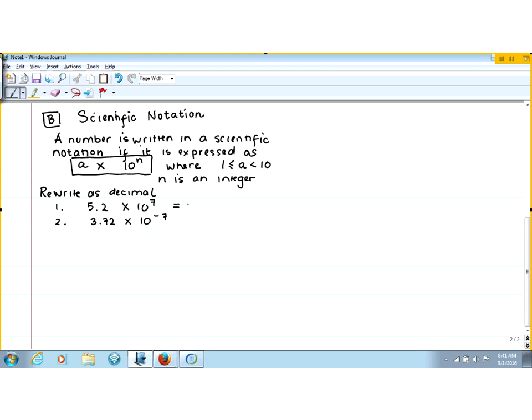How do I write 5.2 times 10 to the 7th? 7 decimals? Okay, so what is this? So you have 5.2, and then you're going to go 7 decimals, right? So this is your first one. So you're going to do 1, 2, 3, 4, 5, 6, 7. So how many zeros do we have? 6. Okay, so 52 million. All right.